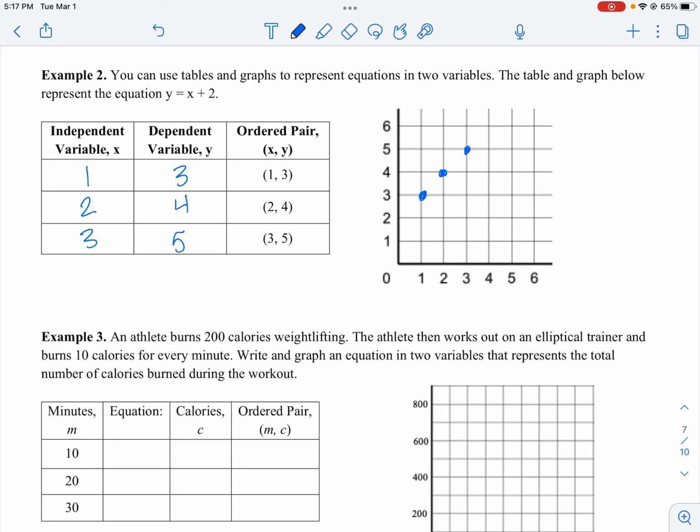Okay, and they form a little line like that. And that's all we're doing. Okay, so we were just graphing them on this one.